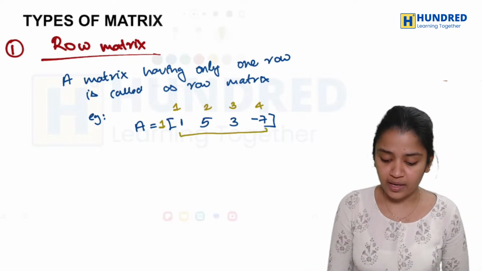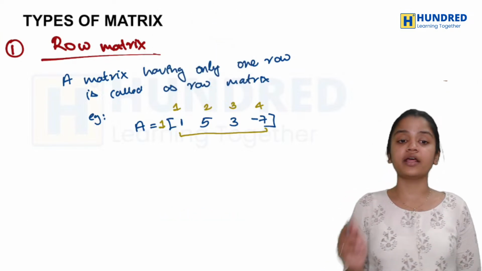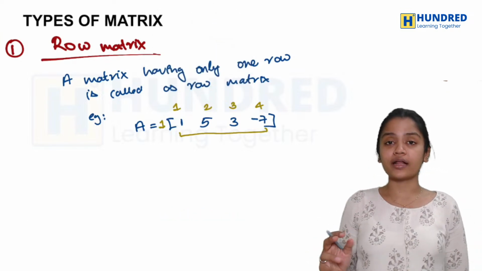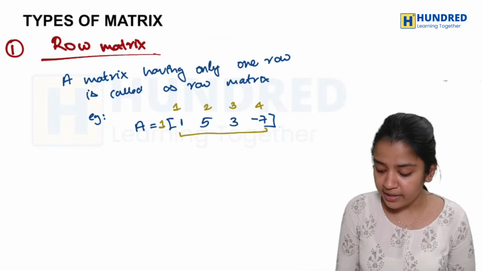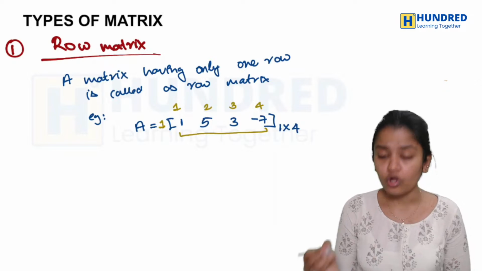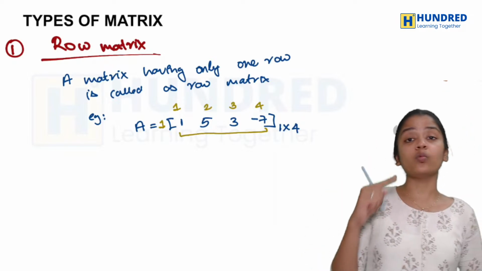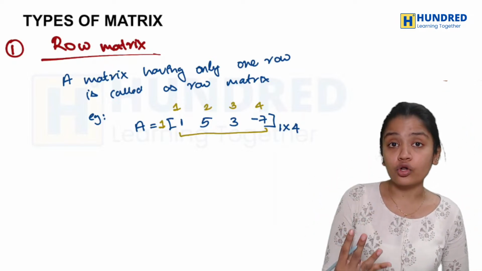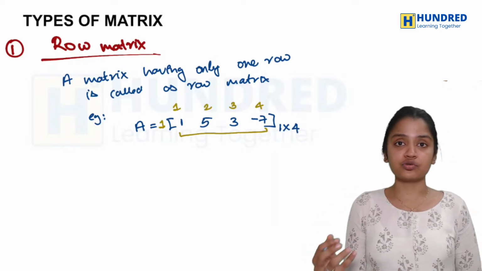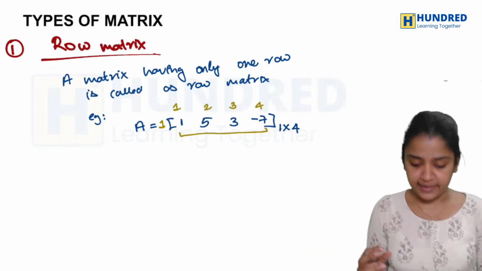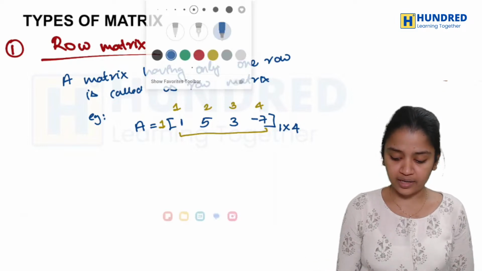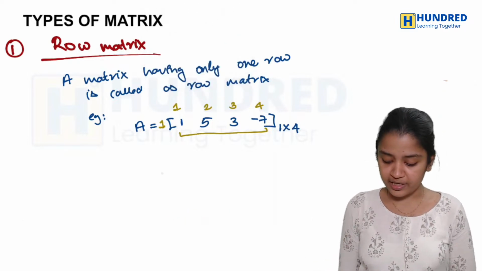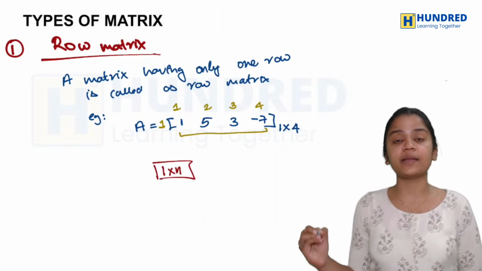How do you write the order? Generally, we write the order as row cross column. So here the order is 1 cross 4, since we have one row and four columns. In this case, you say it is a row matrix. In general, the order can be 1 cross n.